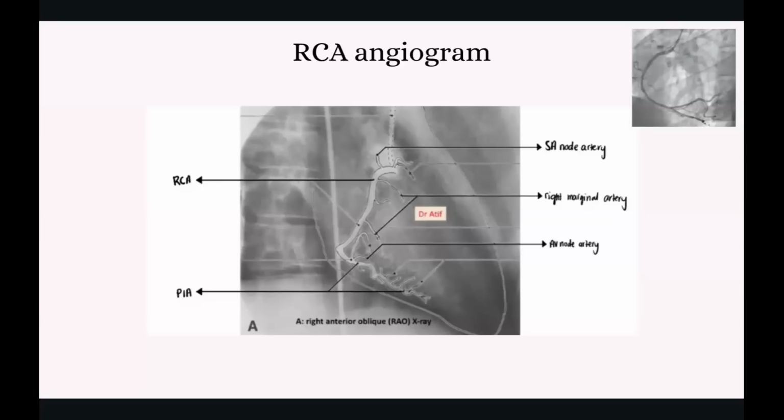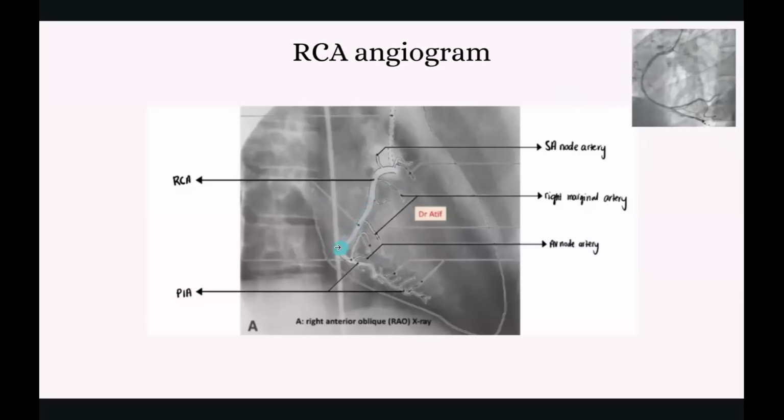So yeah, now we're looking at the right coronary artery. Just to get a general idea of how a right coronary artery looks on angiogram, it has an L shape. And the right coronary artery, so this is it coming off of the aorta, and this is the main branch, the right coronary artery.